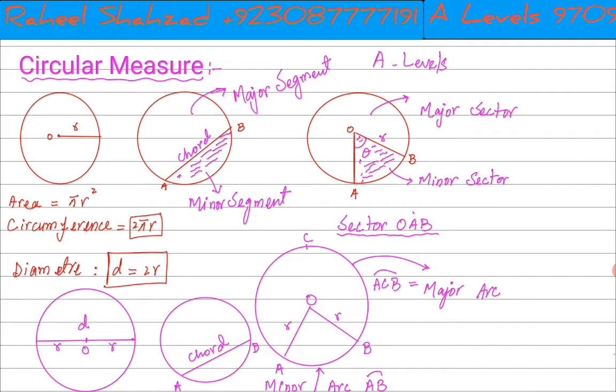After discussing segments, this is sector AOB. The difference between segment and sector is that a segment is made by a chord that divides a circle into two parts, not necessarily equal parts, the minor and major segment. Similarly, if we have a center O and radius R, with OA and OB as radii, the portion AOB is known as a sector of the circle. Obviously, the smaller one is the minor sector and the bigger one is the major sector.